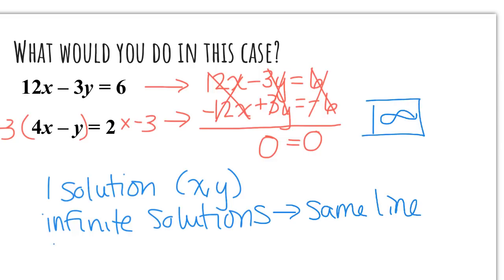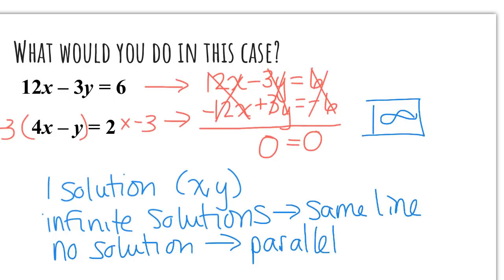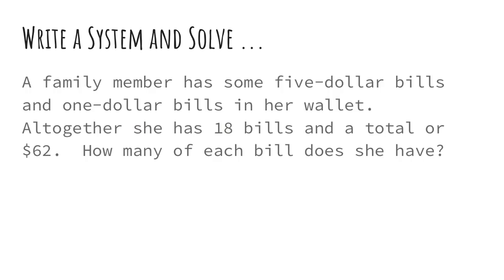Or you might have no solution. In that case, you would have parallel lines where you are never going to have an intersection. So because this is always going to be true, I have one line on top of the other. For every x value and every y value, I have an infinite number of solutions.